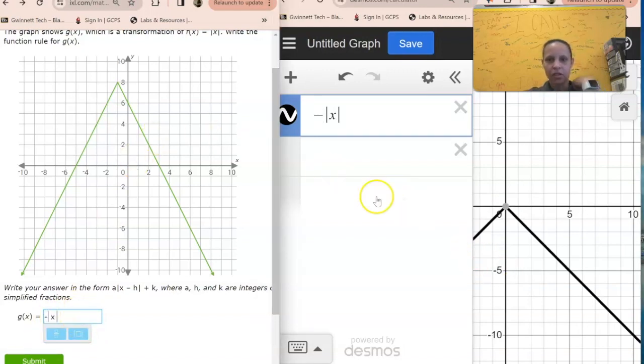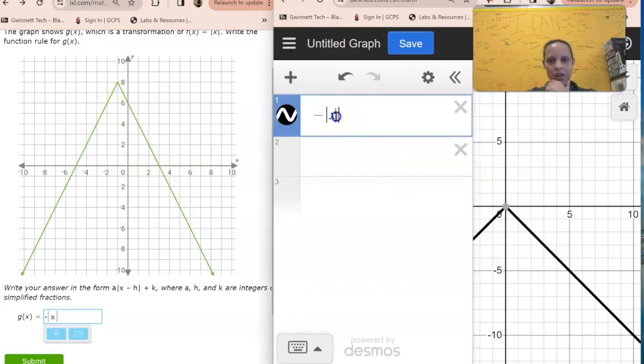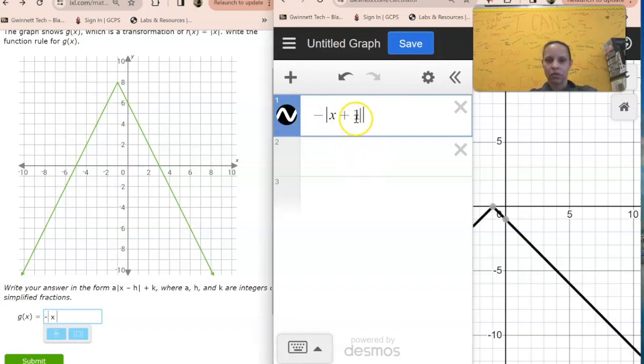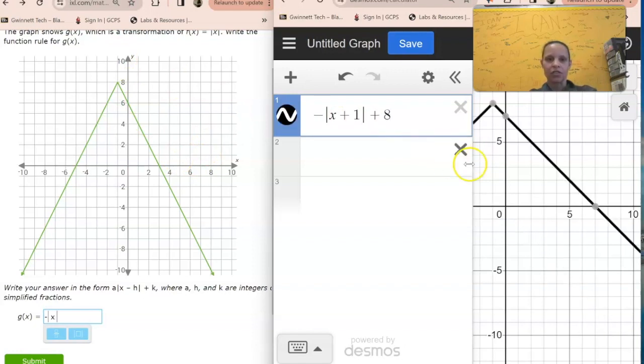Okay, we flipped it. All right, still doesn't look like this. So let's talk about where this point is. We've moved the point left 1, up 8. So how do I say left 1? Left is plus 1, right? Because it's inside, it's opposite. And then up 8 should be outside and regular, so plus 8. All right, so just check it. Is that point at negative 1, 8? Yes, it is. All right, cool.